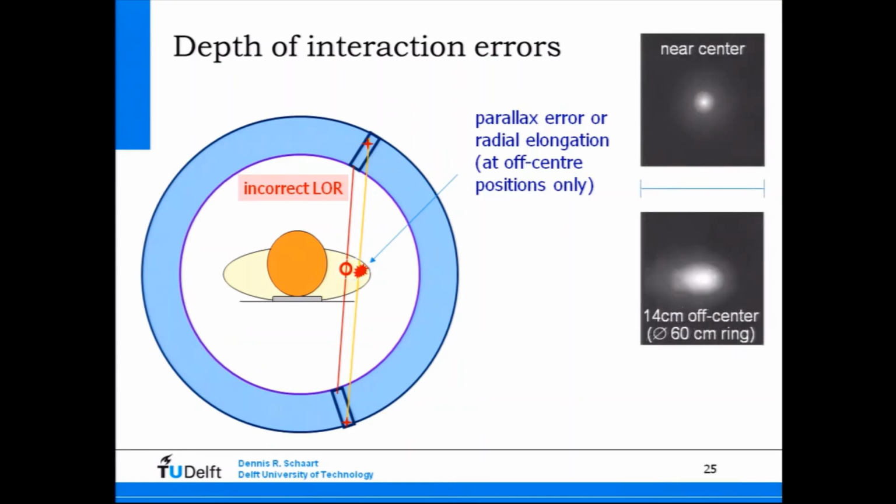So what that means is that if you image an ideal point source in the center of your scanner, you will get a nice circular image of your point source. But if you put the same point source somewhere at the edge of the field of view, you get a large parallax error, and you will see something like this. It gets more egg-shaped, so there is a bias in your image, a systematic error, and there is also more blurring, so the point source appears to be larger than it really is.